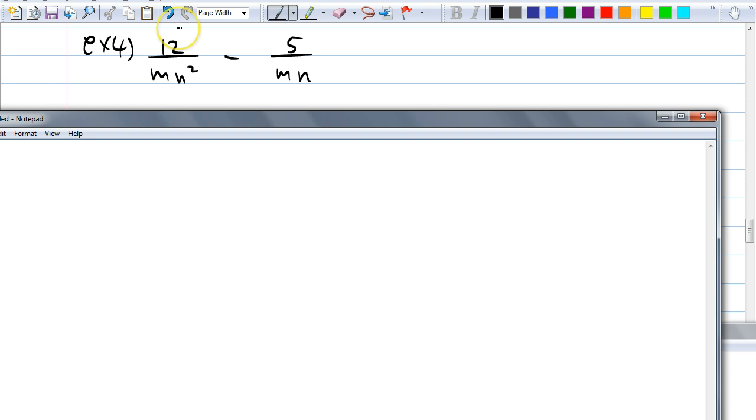Well, the first fraction already has mn squared. You don't have to do much. What about the second fraction? What do we need to do to the second fraction so that it has mn squared as its denominator? Camila? Multiply n to both the numerator and the denominator. That's exactly right.